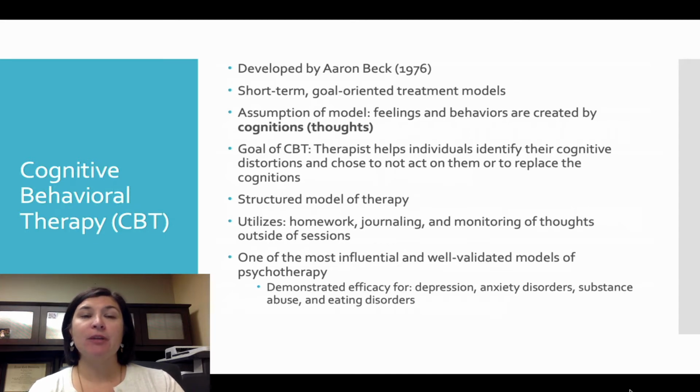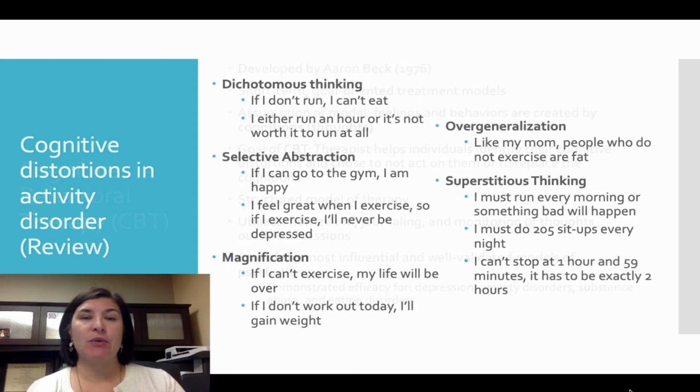This therapy approach is a very structured model of therapy. It utilizes homework, journaling, monitoring thoughts outside of sessions. So there's worksheets that can be provided to clients. It's one of the most influential and well-validated models of psychotherapy. It's demonstrated efficacy in the treatment of depression, anxiety disorders, substance abuse, and eating disorders. In CBT, one of the primary interventions is helping individuals understand their cognitive distortions. And so there are 13 cognitive distortions.